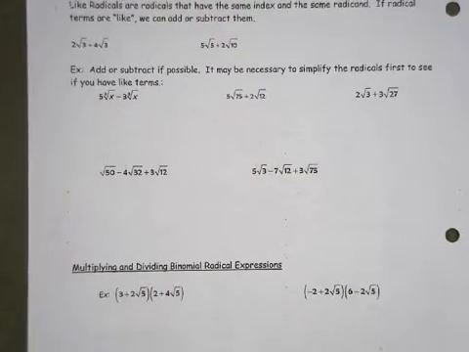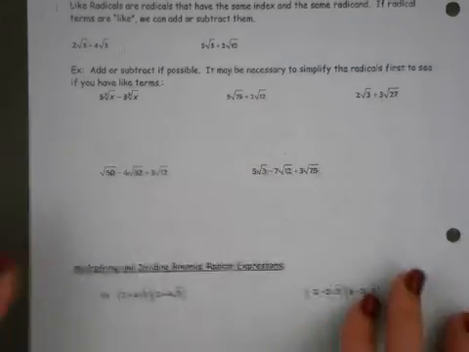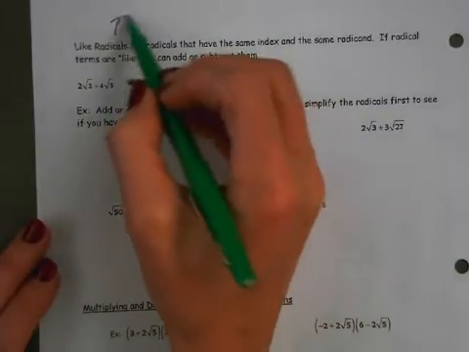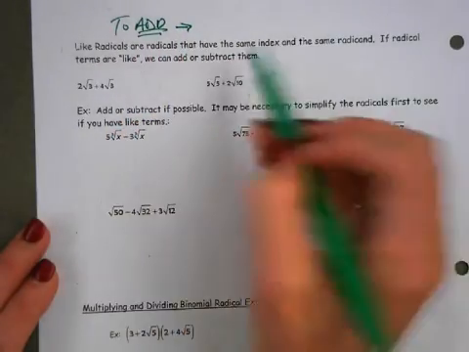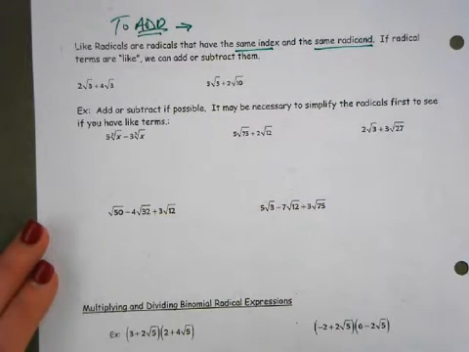Addition is, again, the only way that you can add these together is if they have the same index, okay? And they have the same radicand. So this is a little bit different on adding. So to add, okay, you must have the same index and the same radicand. To multiply, the radicand didn't matter, but the index did, okay?